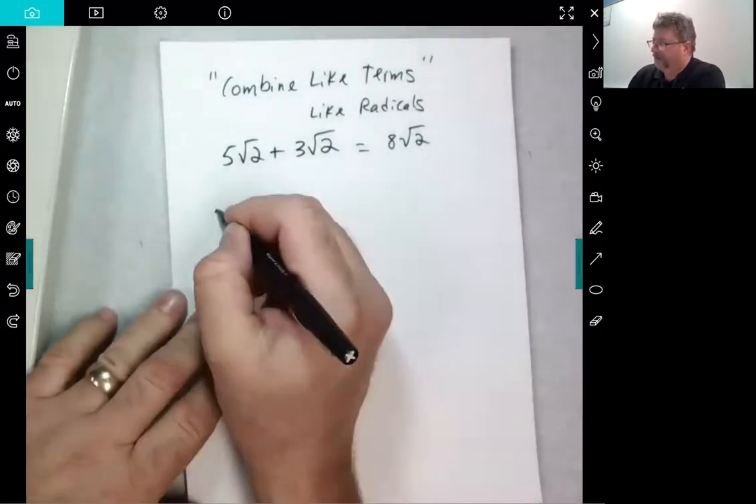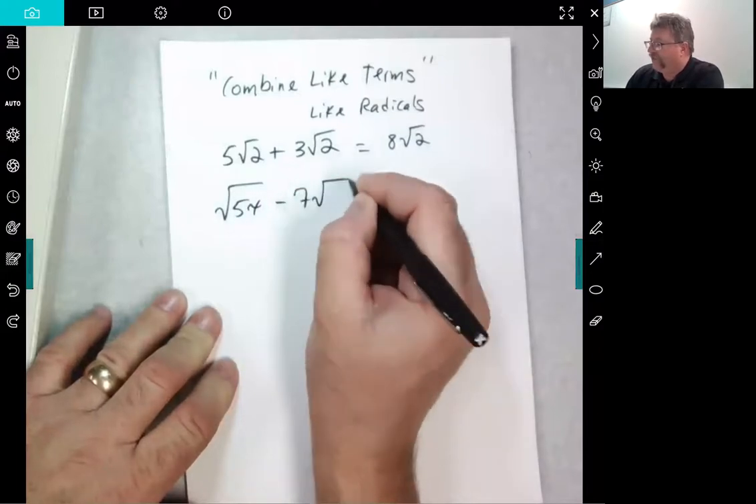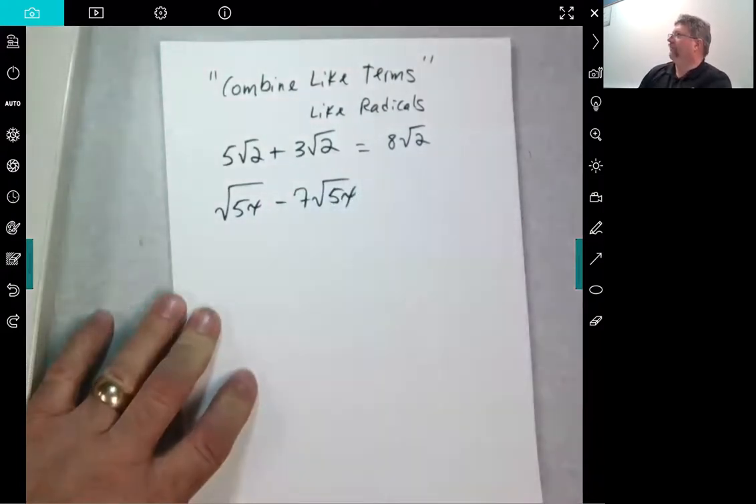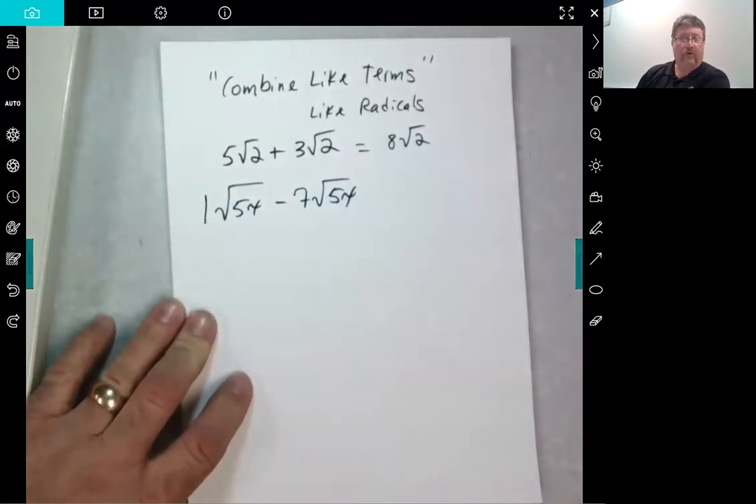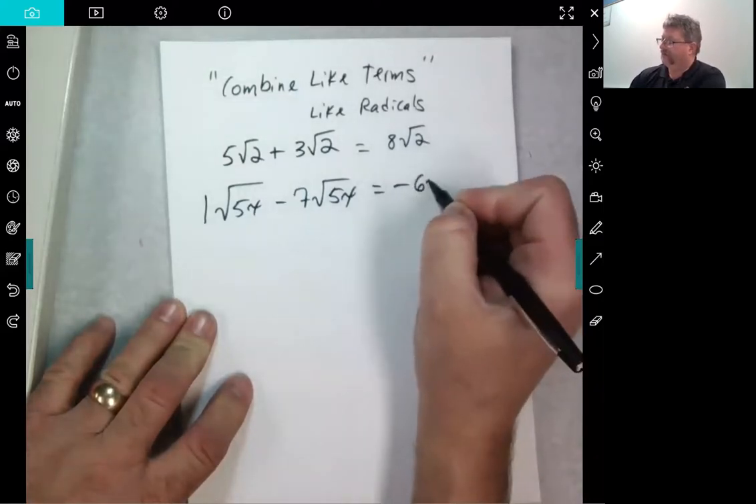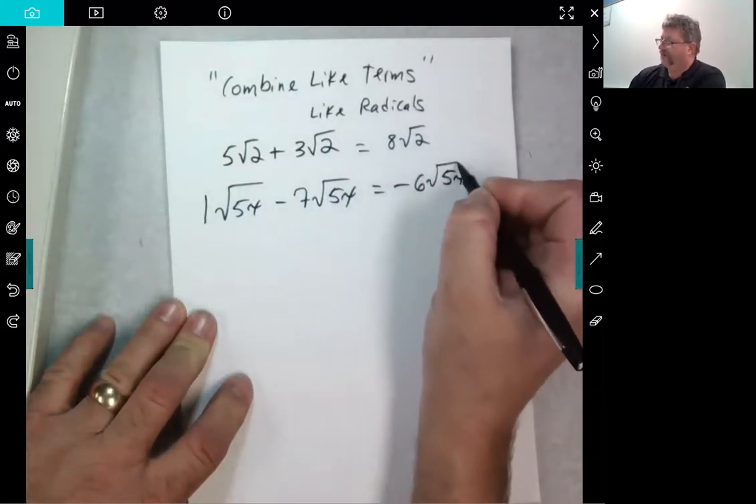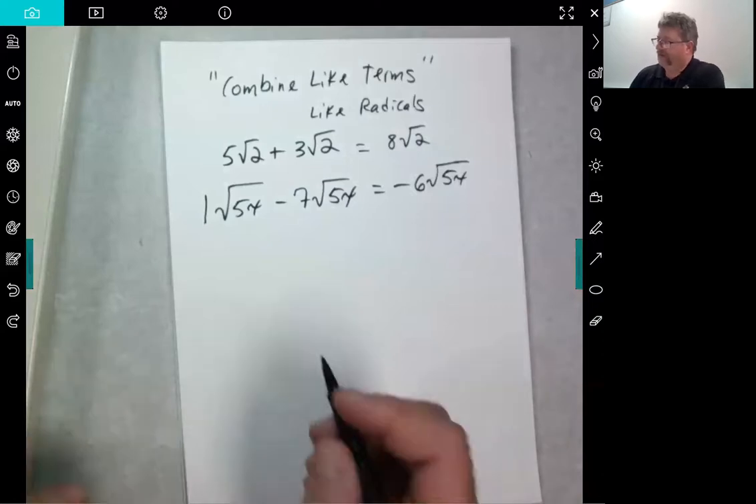Okay. How about radical 5x minus 7 radical 5x? Well, they're both radical 5x. Of course, if there's nothing in front, it's like having a good old 1 there. So it's 1 minus 7 will be a negative 6 radical 5x. Okay, all good there.